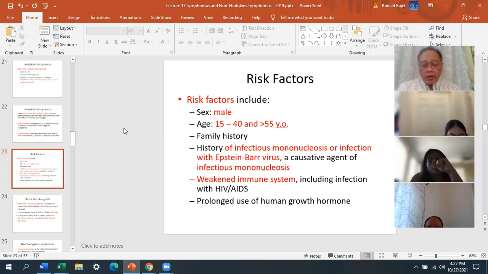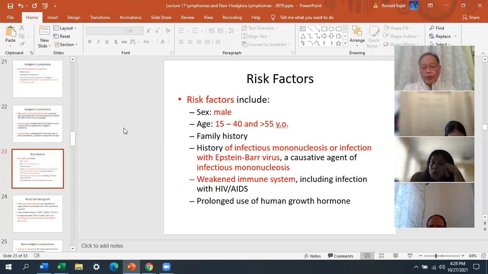Okay, so that is diagnostic. The pathologist will probably run serology on one of the Sternberg cells, and that cell will be found to be infected with Epstein-Barr virus.